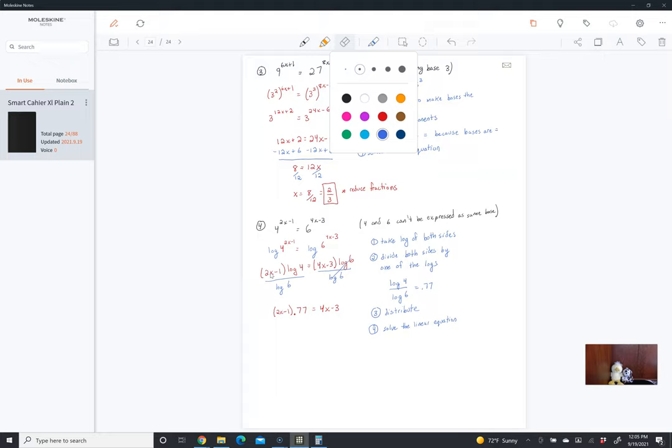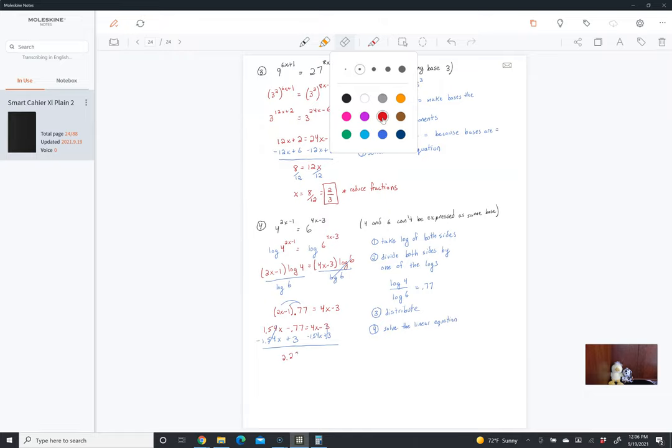So we're gonna distribute the 0.77. This gives us 1.54x minus 0.77 is equal to 4x minus 3. And then we're just solving. So we can subtract 1.54x from both sides. Add 3 to both sides. So that the 3's cancel on one side, the 1.54x's cancel on the other side. I'm not spending a lot of time on this because we went over solving linear equations in the first unit. So you can go back to those videos if you have questions.